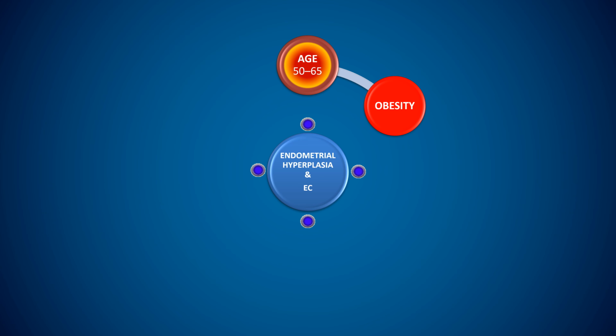Regarding the first mechanism, excessive estrogen exposure, as we know, adipose tissue contains enzymes, one called aromatase enzyme, which converts androstenedione to estrone. The second enzyme is called 17B hydroxysteroid dehydrogenase, which converts testosterone to estradiol.